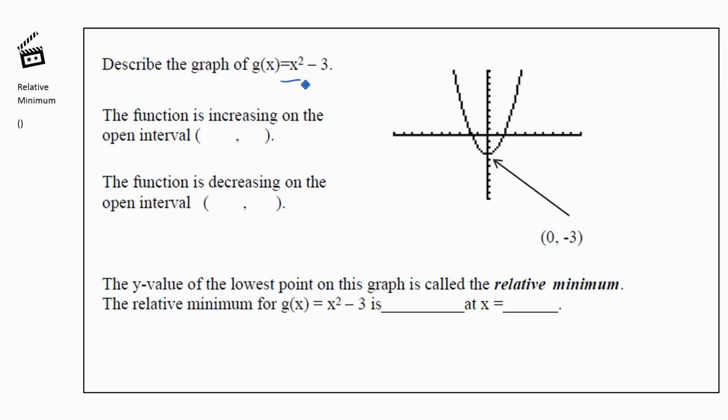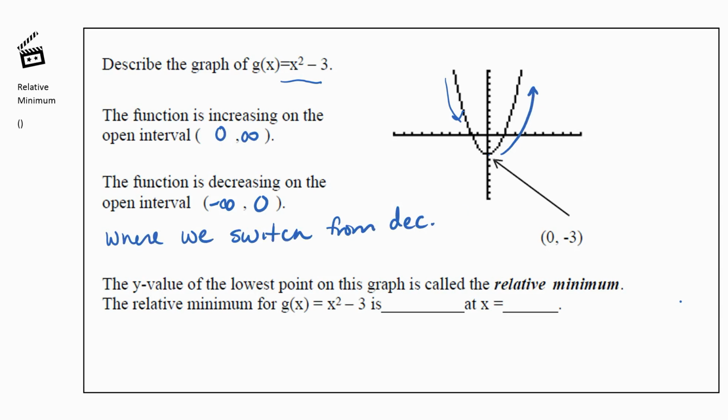This is the graph of x squared minus 3, and we see if we're walking along from negative infinity up to 0, we're decreasing. So we're decreasing from negative infinity to 0. And then from 0 to infinity, we're increasing. Now, that point where we switch from decreasing to increasing, we always get this bottom of a valley, okay? And that's always called a relative minimum.